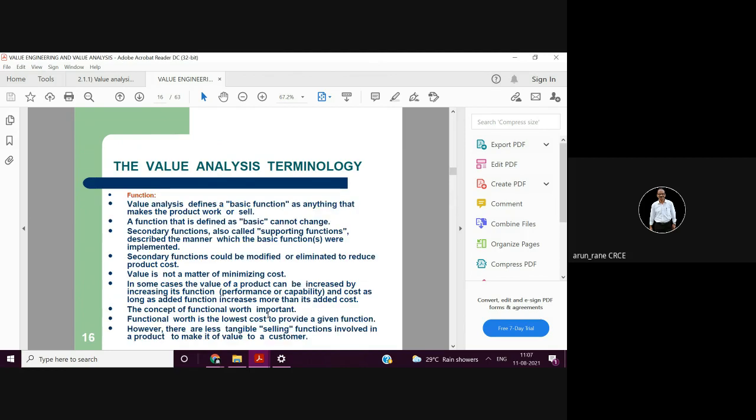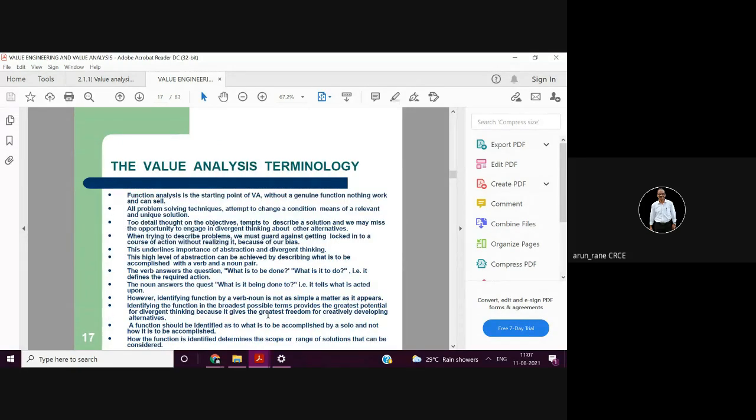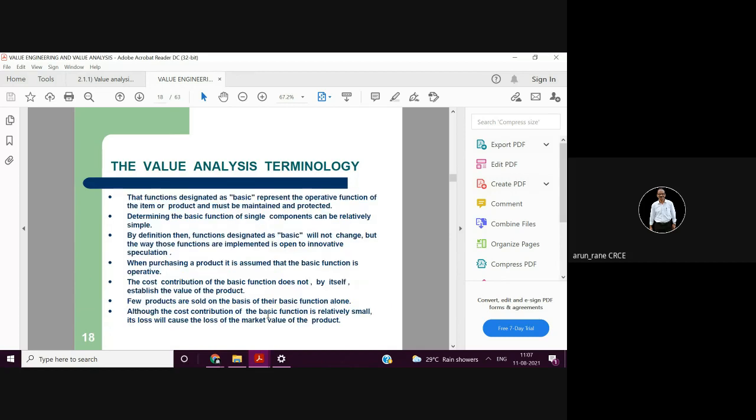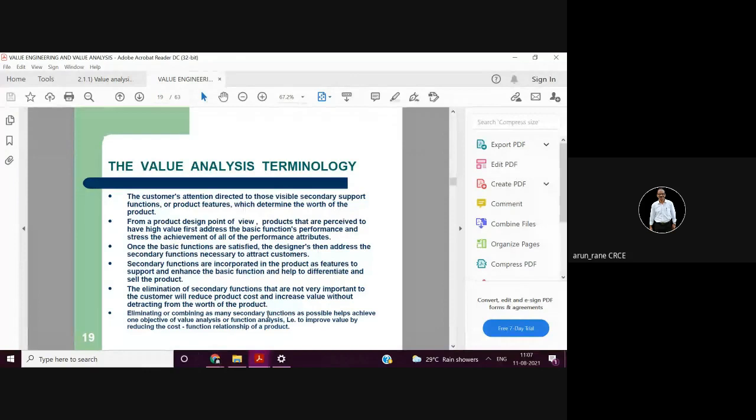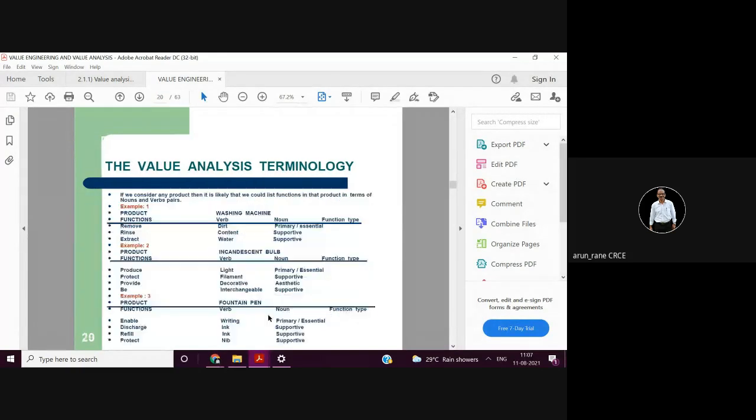So again, functions can be defined in many ways. It can be basic functions, supporting functions, or scaling functions. Like for a car, the basic function is that it should run. Supporting function, you should have comfort. Scaling function is what? Like my car gives 20 kilometers per liter. So obviously people will run for that. So these are different categories of the function.